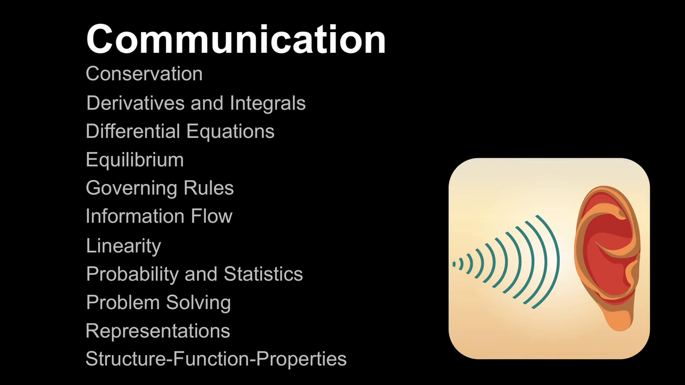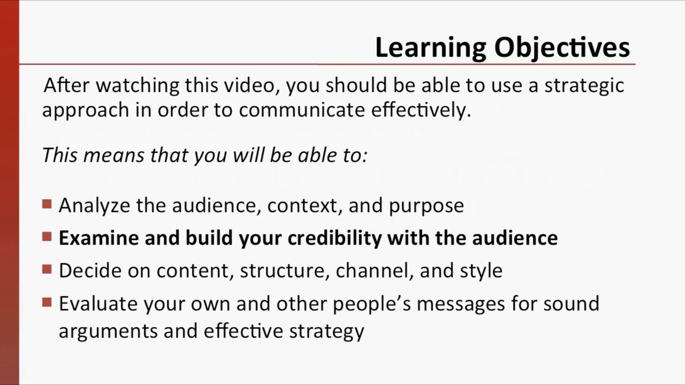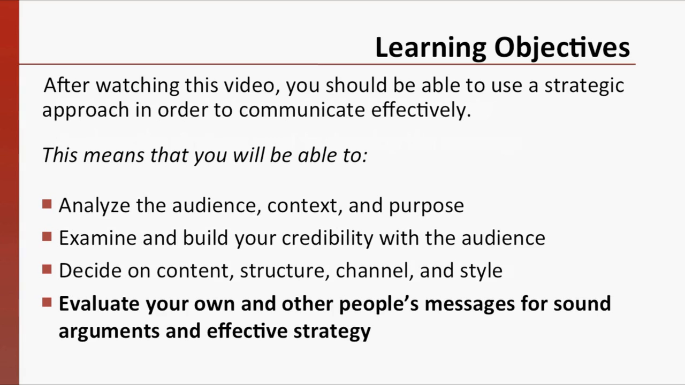Successful professional communication begins with the ability to analyze situational variables and make strategic decisions. Hi, my name is Joanne Yates, and I'm Sloan Distinguished Professor of Management and Deputy Dean in the Sloan School of Management at MIT. After watching this video, you should be able to use a strategic approach in order to communicate effectively. This means that you will be able to analyze your audience, context, and purpose, examine and build your own credibility with the audience, decide on content structure, channel, and style, and evaluate your own and others' messages for sound arguments and effective strategy.